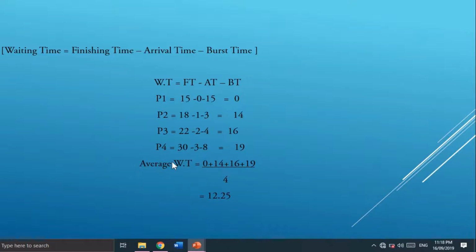In calculating the average waiting time, we add all the values of each process and divide by 4. The total answer will be considered as the average waiting time.